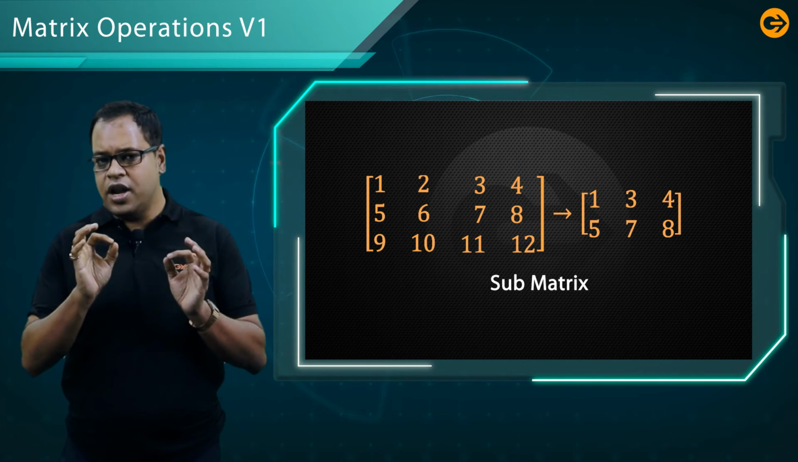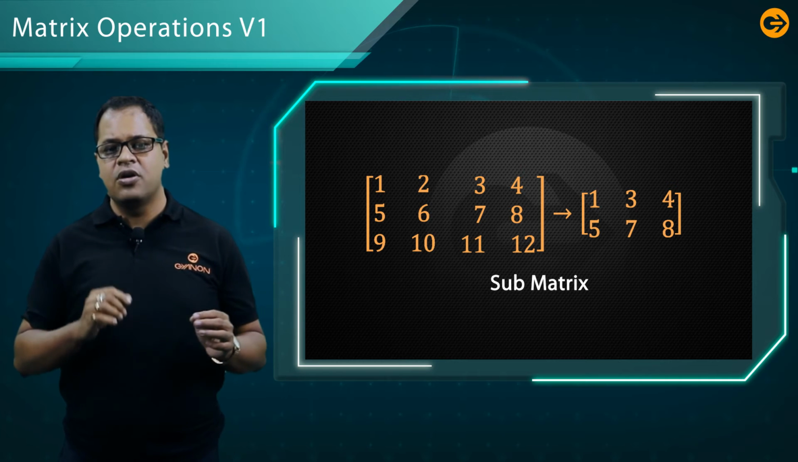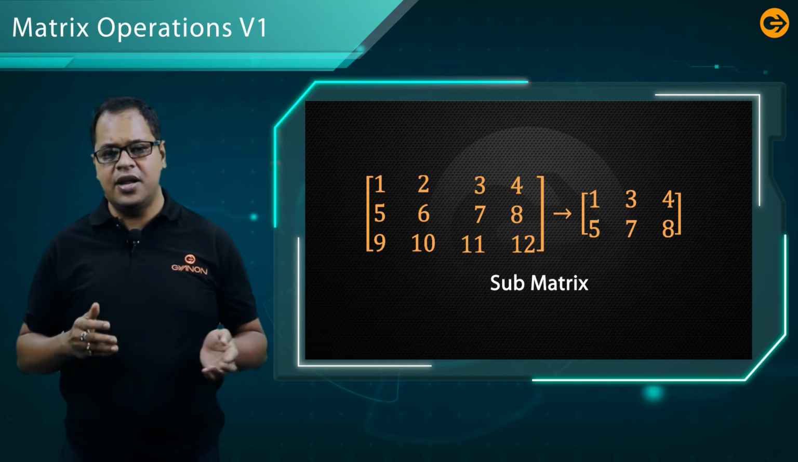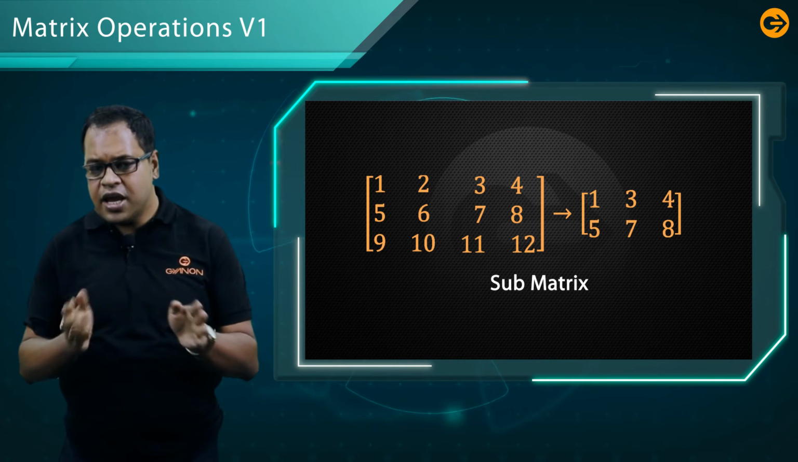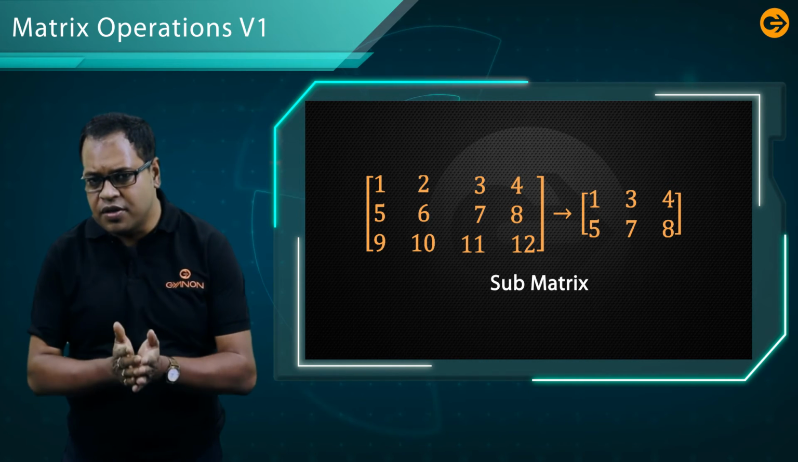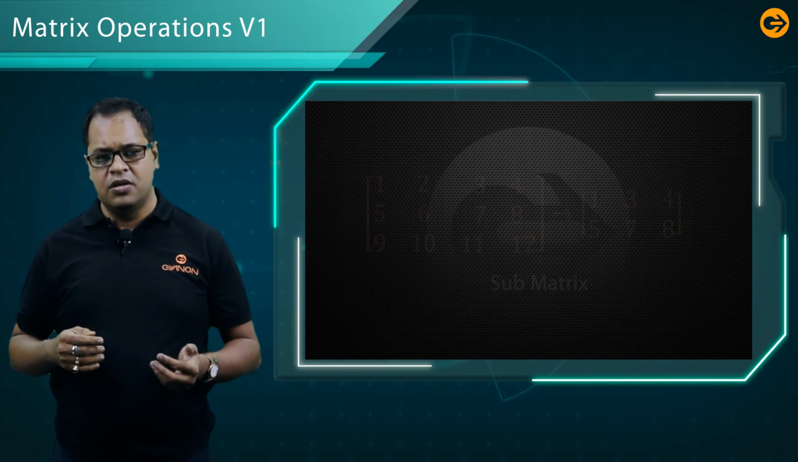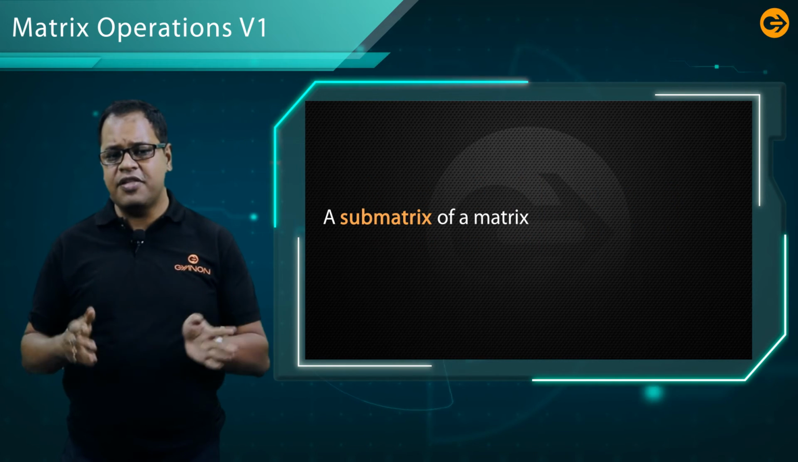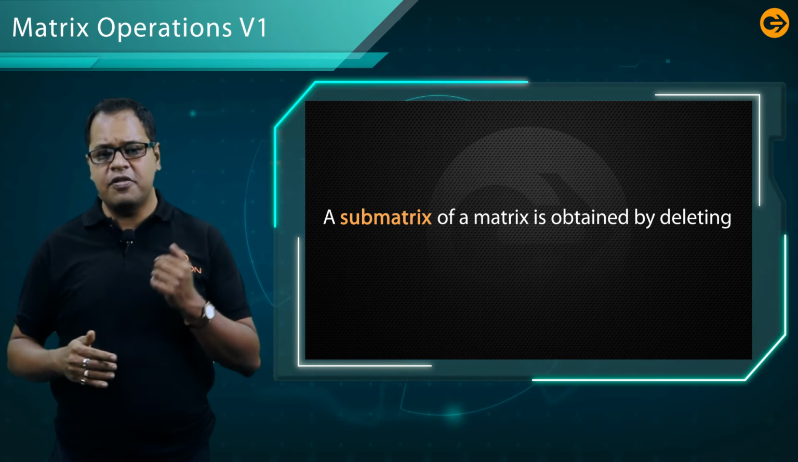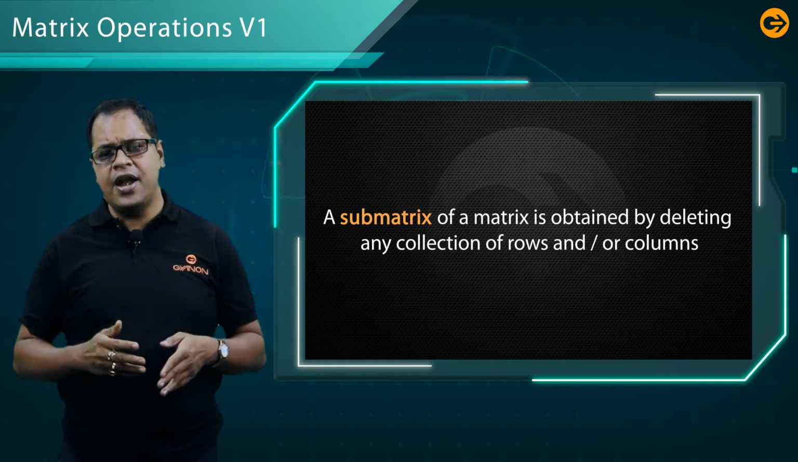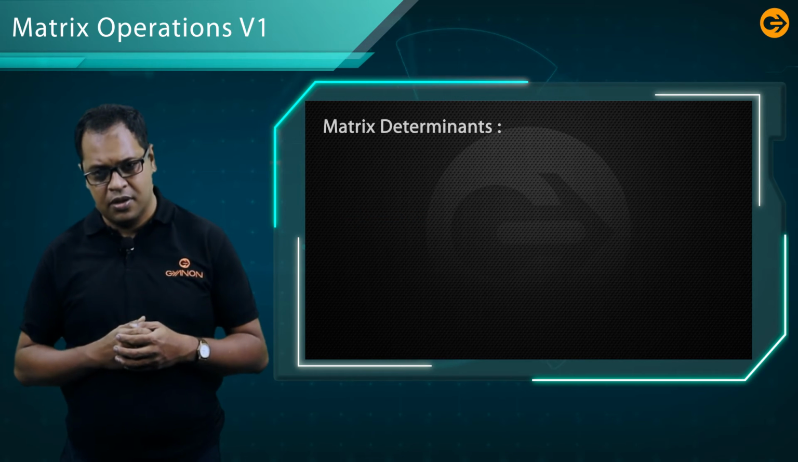Now let us discuss the submatrix. Let us take one small example. The example is 1, 2, 3, 4, 5, 6, 7, 8, then 9, 10, 11, 12. If you take a subpart of the matrix, it will be 1, 3, 4 and 5, 7, 8. So what is a submatrix? A submatrix of a matrix is obtained by deleting any collection of the rows and/or columns.